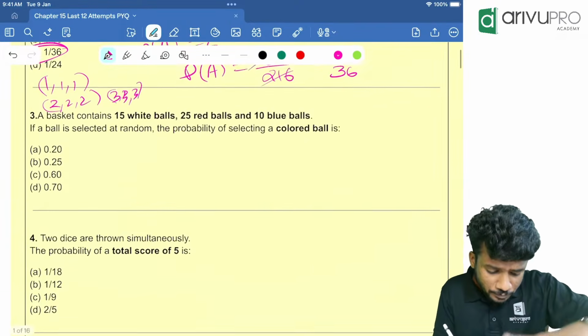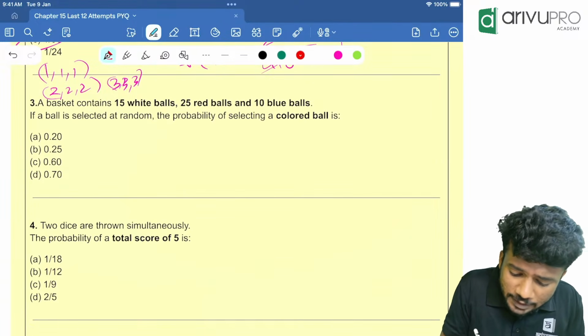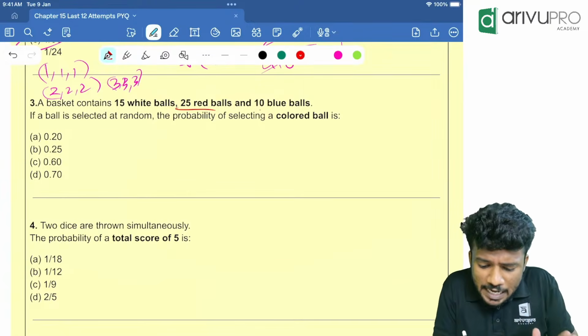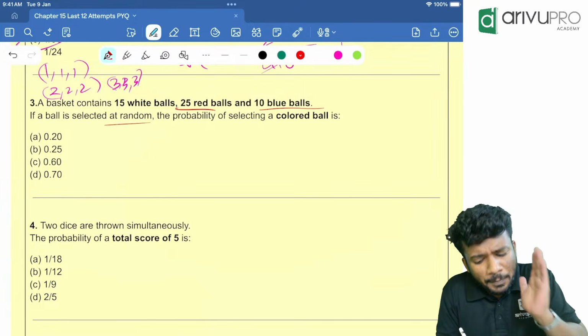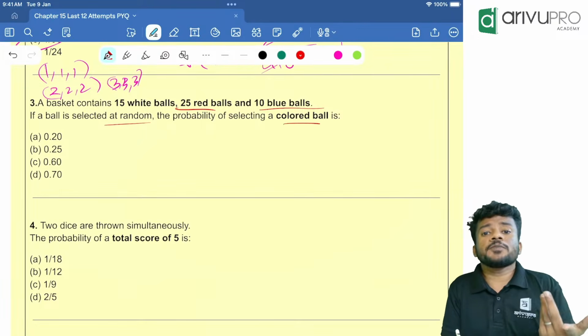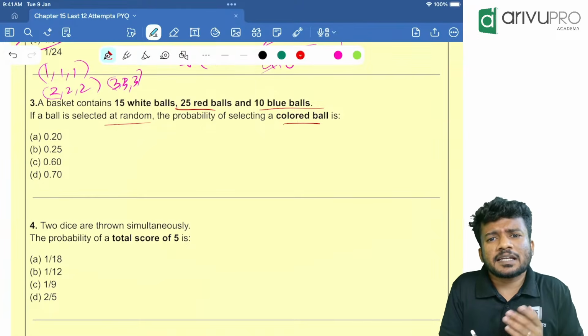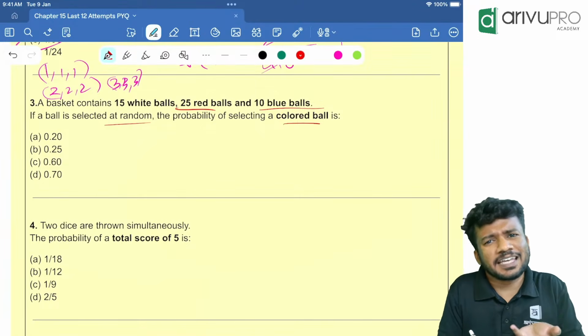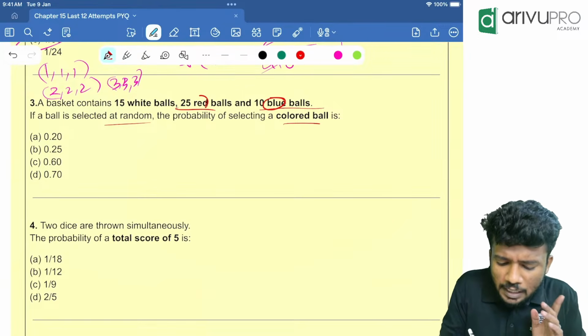Next question. A basket contains 15 white balls, 25 red balls, and 10 blue balls. If a ball is selected at random, the probability of selecting a colored ball. White, here we should take it like there is no color. We are taking it as white only. Then which are the colored balls? Red and blue are colored balls.